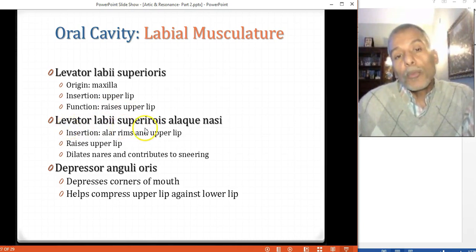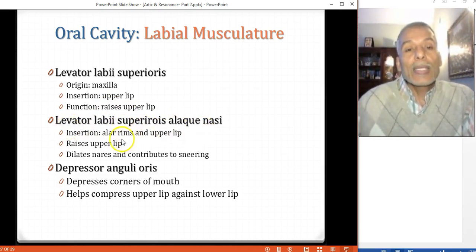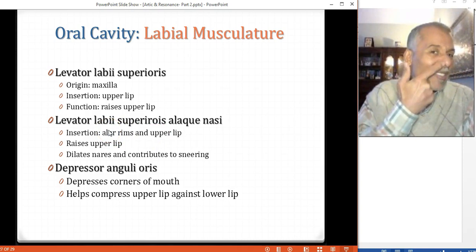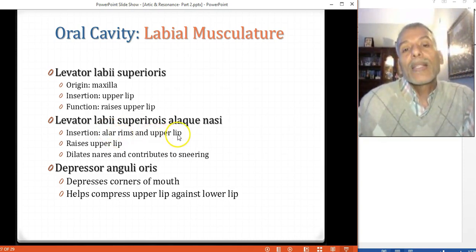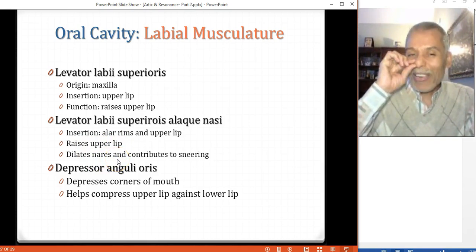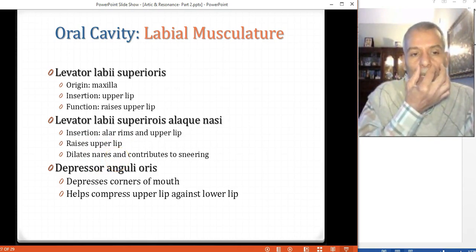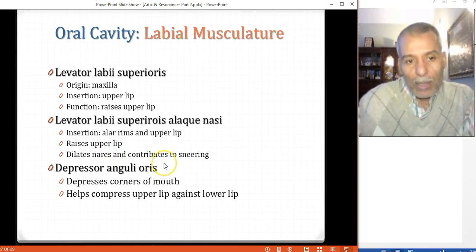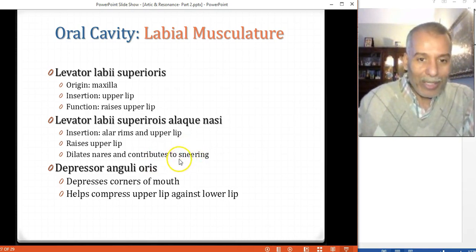The levator labii superioris alaeque nasi inserts onto the rims of the nostrils, or the alar rims, and the upper lip. And again, it contributes to raising up the upper lip, and it also dilates the nares. It makes the openings of the nose bigger. You do that when you are running, or in certain cases, even sometimes when you communicate. And it contributes to sneering as an emotional expression.